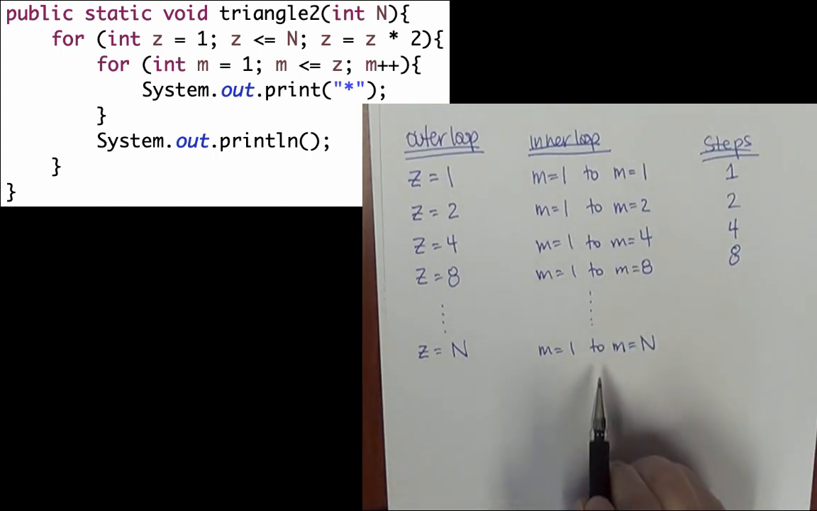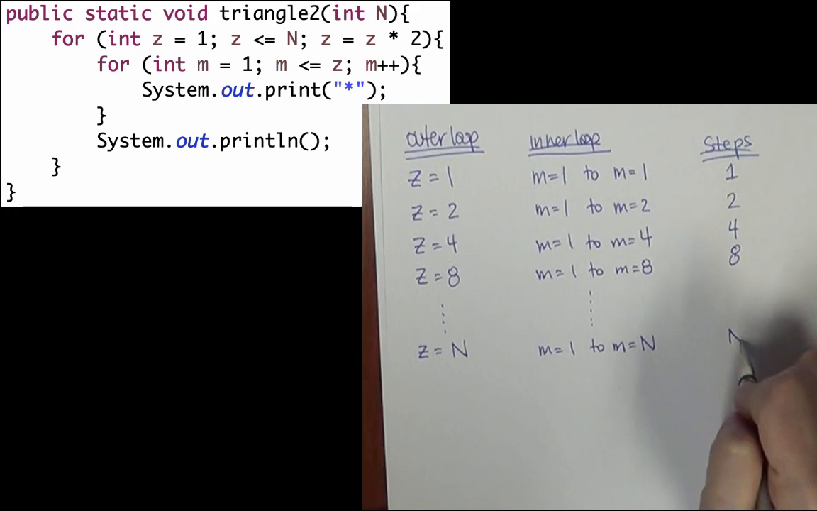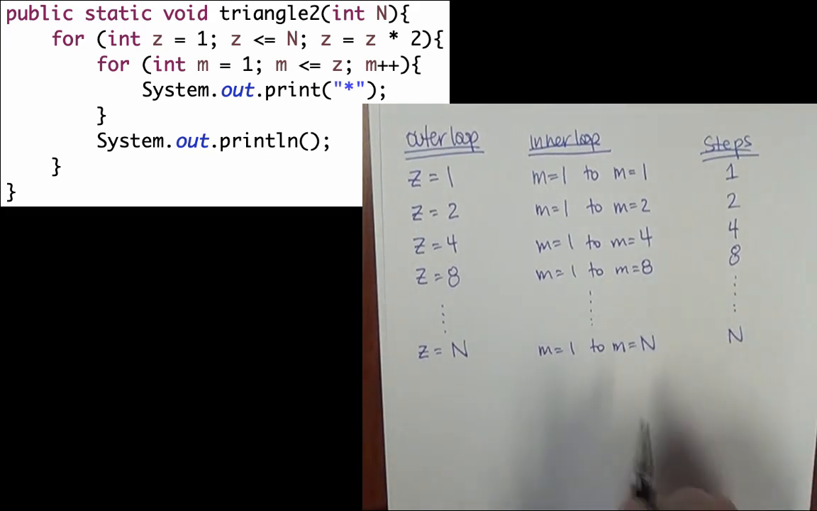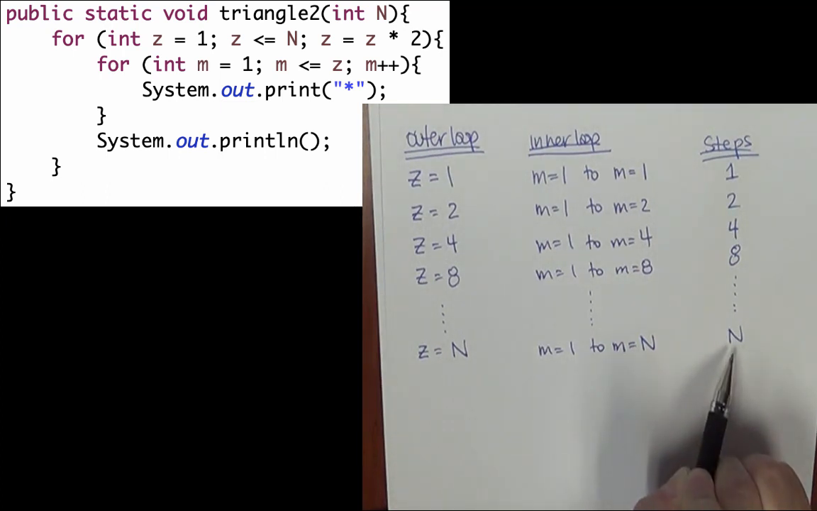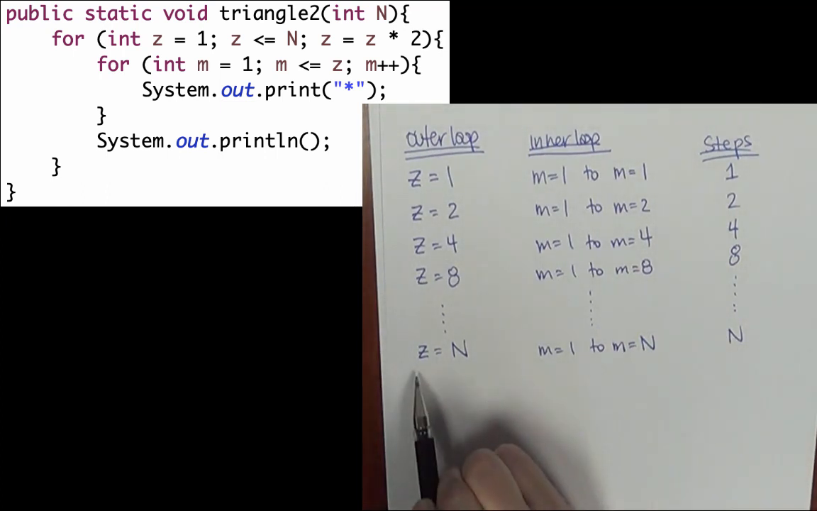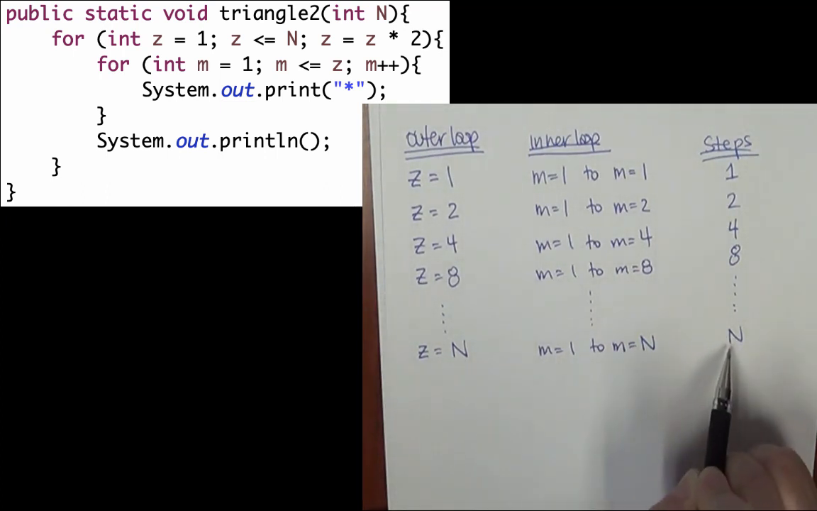And you're like, oh, this looks familiar. And then in this bottom one, I've got some dot, dot, dot. m is going to go from 1 to n. So that inner loop, in the case where z equals n, that will repeat n times.